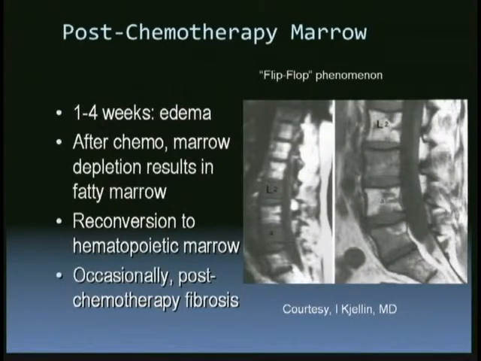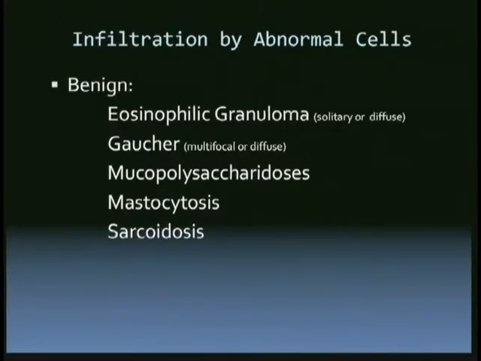The vertebral bodies adjacent to that developed a lower signal intensity, and this was shown to be regeneration of the red marrow rather than tumor. So be aware of that possibility when you evaluate patients with known cancer. Benign abnormal cells can also infiltrate the bone marrow, and I'll show a few examples of these.